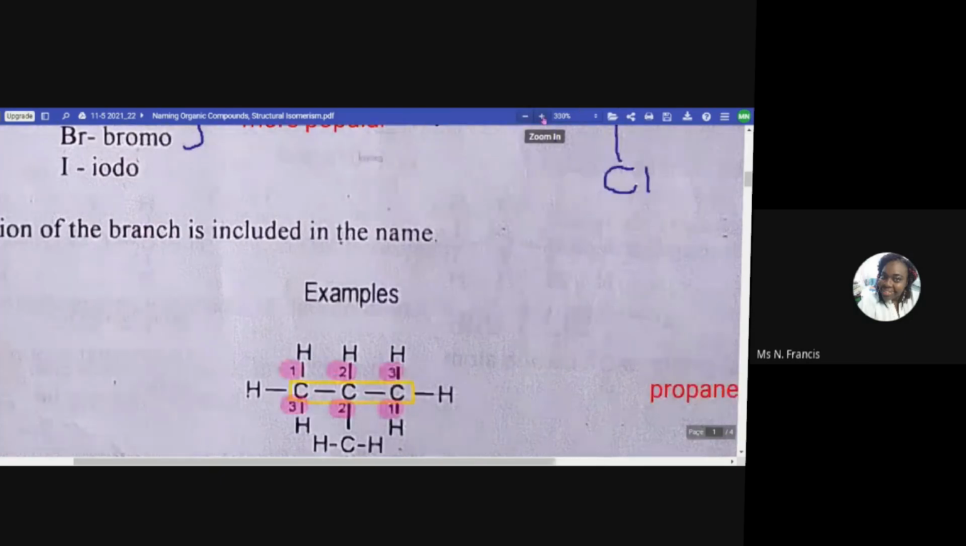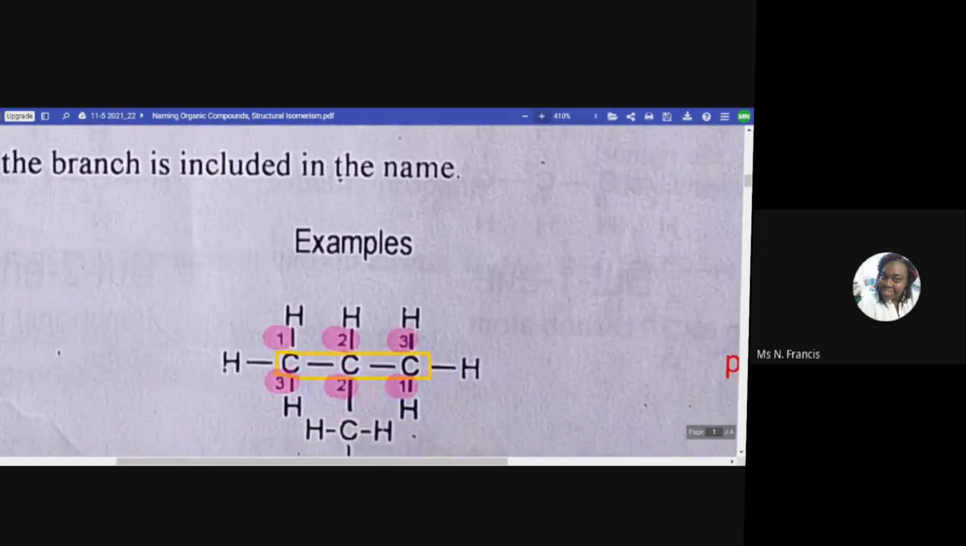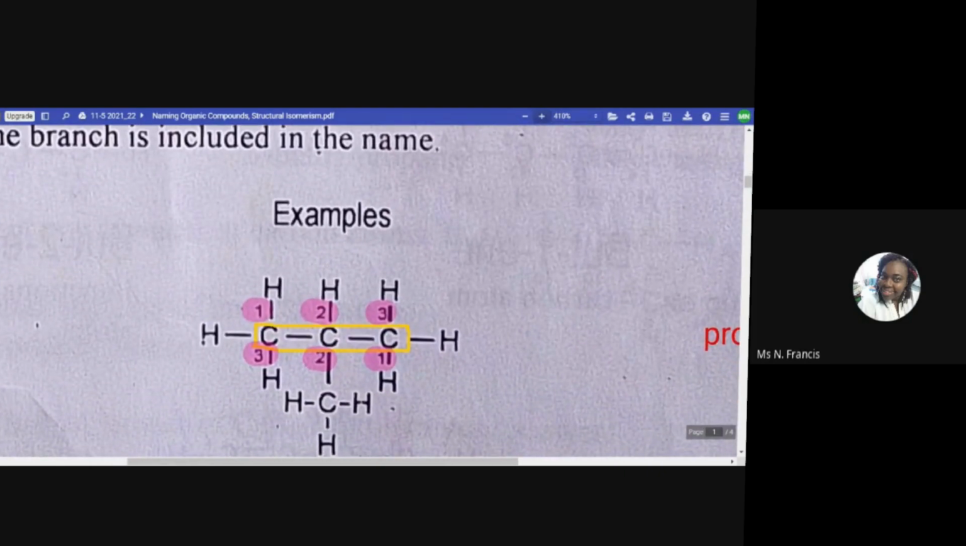Which one is the lowest number that it fell on? In this case, we are seeing that it falls on carbon number 2. Because we only have 3, it's smack in the middle. So the obvious number here is 2. So we know the position of our branch. The next thing we need to do is to look at the branch. What is entailed in my branch? That's what I need to look at now.